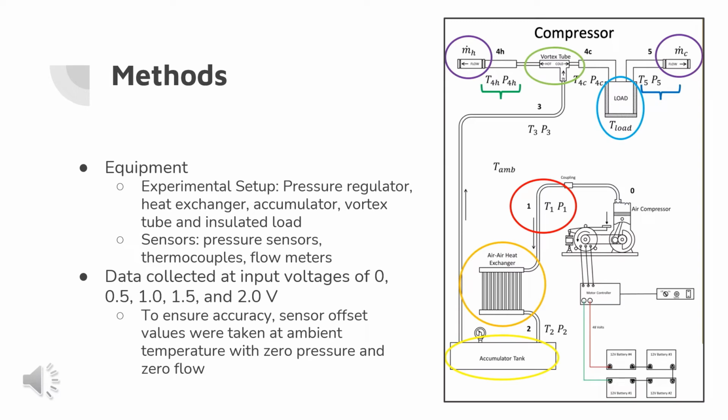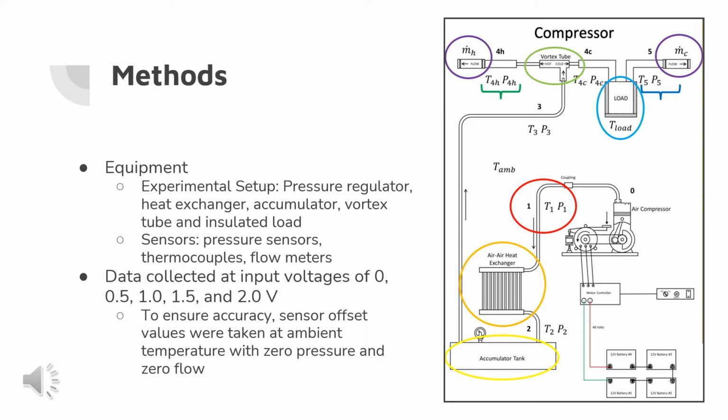So the equipment started with the pump, or the compressor, which is powered by the engine, which pumps into an air-to-air heat exchanger, which goes into the vortex tube, which splits the air into hot, which goes out on the left side of the diagram, and cold, which goes into the load and then exits on the right side. These systems were the pressure regulator, heat exchanger, accumulator, vortex tube, and the insulated load. And we used pressure sensors, thermocouples, and flow meters.